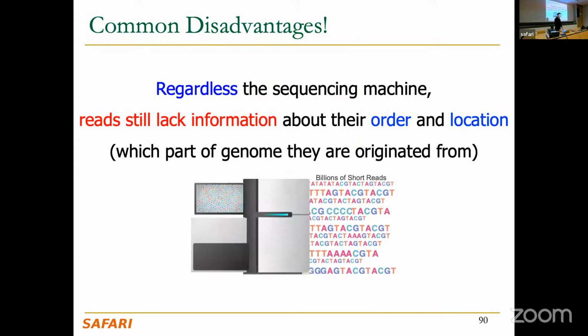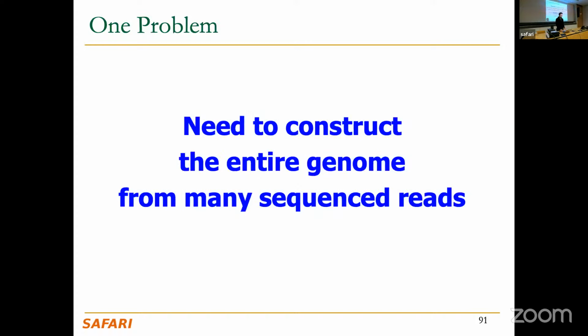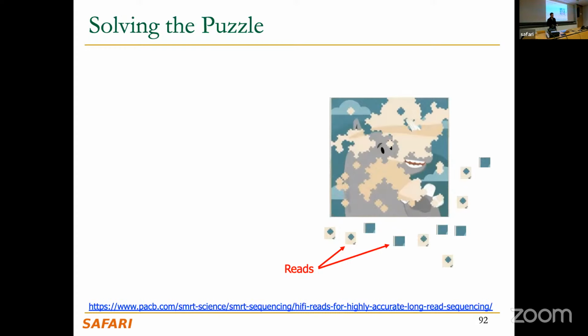But they have one common disadvantage, which is that, regardless of the sequencing machine, the data that we're generating lacks the information of their order and location in the genome. And basically, the goal is to construct the genome from many reads. So this is like solving a puzzle, right? We have these small pieces, which are reads generated from a sequencing machine, and we want to solve this puzzle.